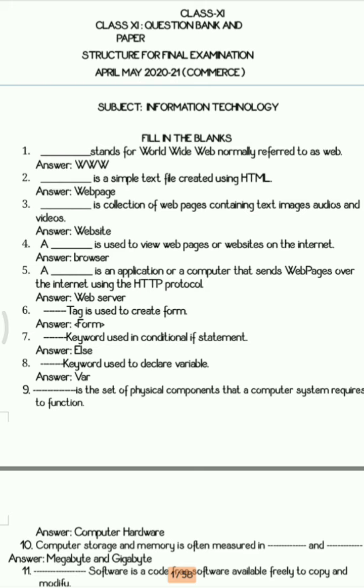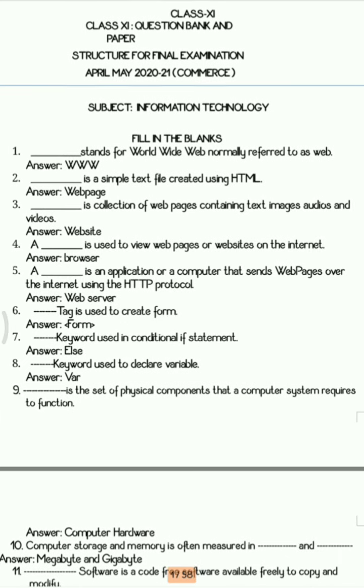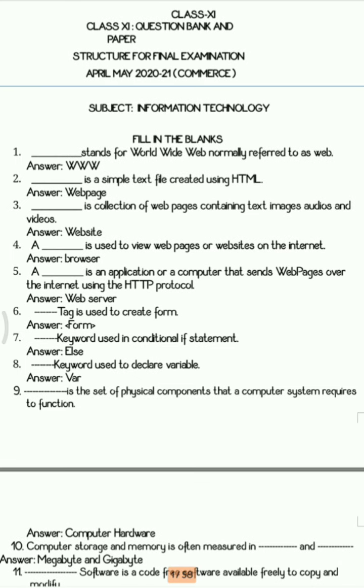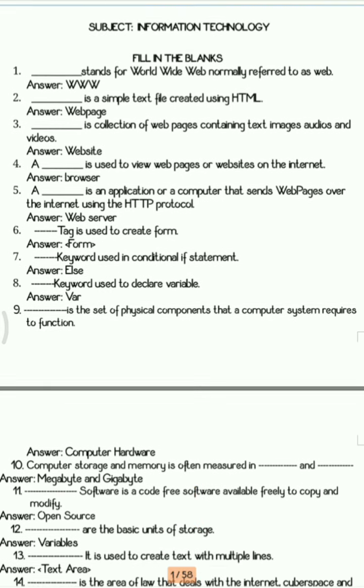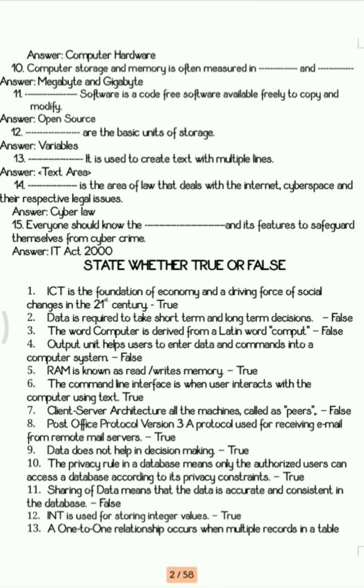Next, dash is a set of physical components that a computer system requires to function. So the right answer is computer hardware. Hardware is a physical component, right? Next we have computer storage and memory is often measured in dash and dash. So the right answer is megabytes and gigabytes. Then dash software is a code-free software available freely to copy and modify. So the right answer here is open source.